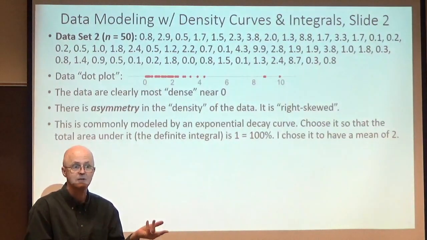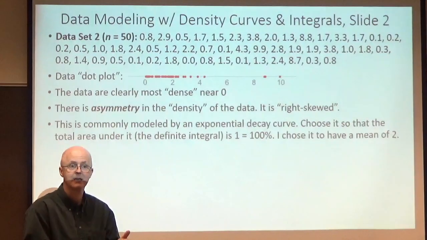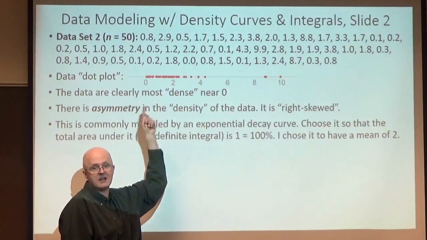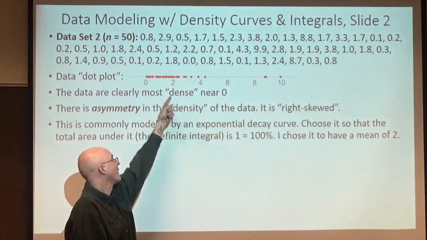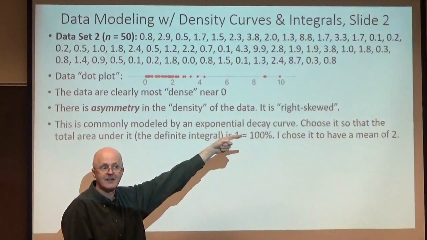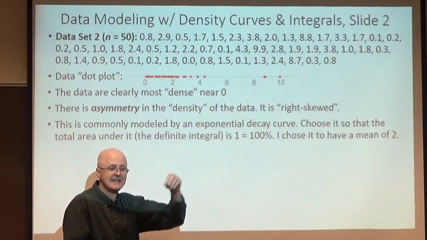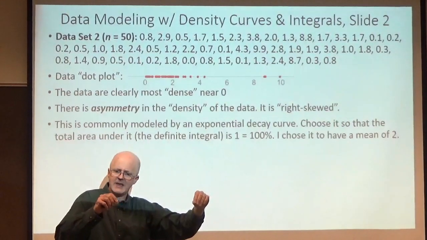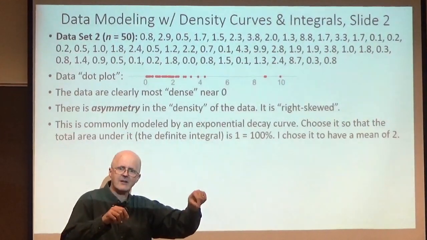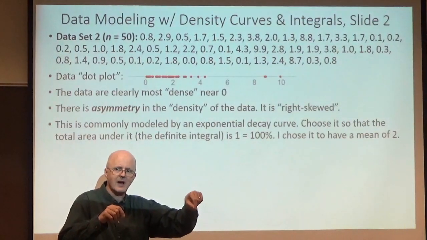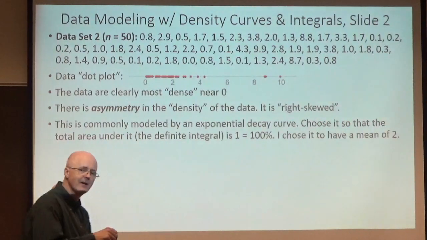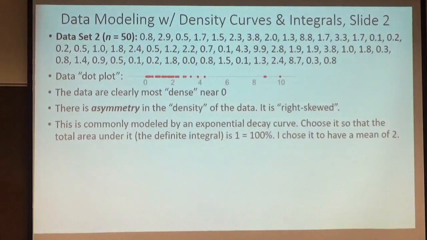And in Calc 2, you apply this kind of idea to lots of things, including, say, density of bacteria along a line. More dense there, less dense there. Or density of a wire that's made in a funny way that makes it denser over here than it is over there. Talking about mass density. Okay, so there's lots of applications of this idea besides data.